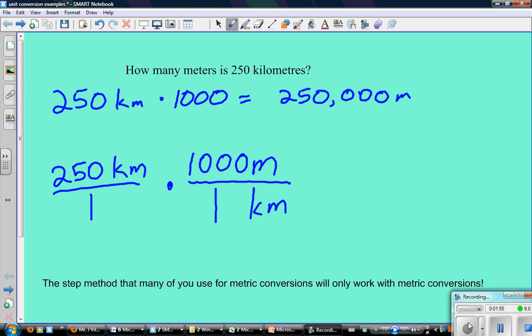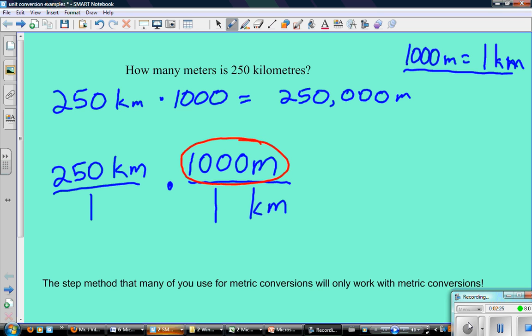Now, 1,000 meters is equal to 1 kilometer. So if I were to take 1,000 meters, 1,000 meters is equal to 1 kilometer. So if I were to substitute 1 kilometer into the equation here, I would get 1 kilometer over 1 kilometer.